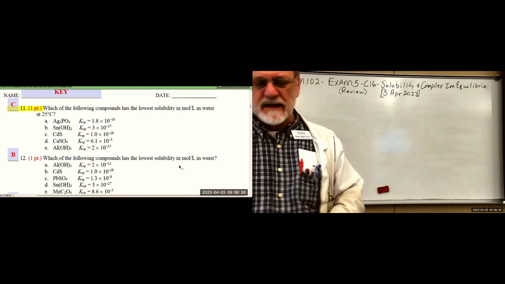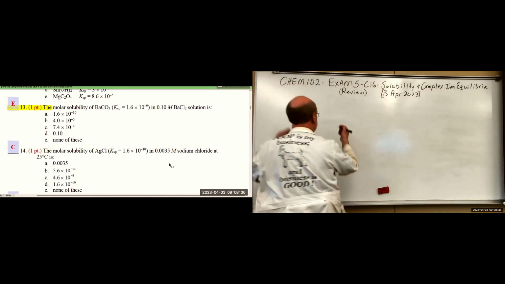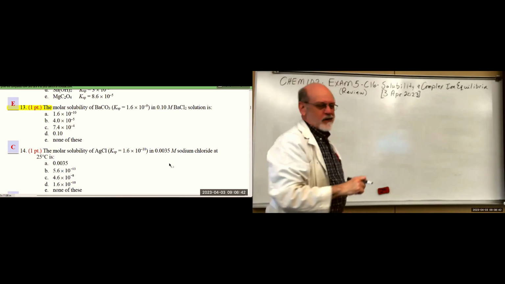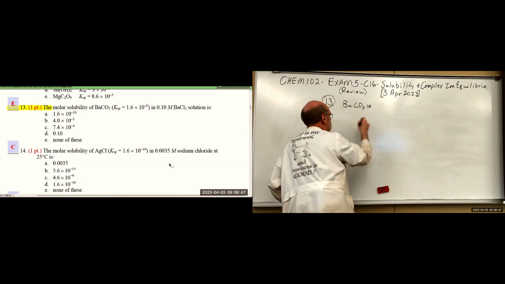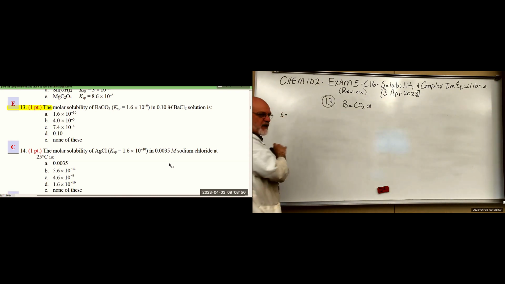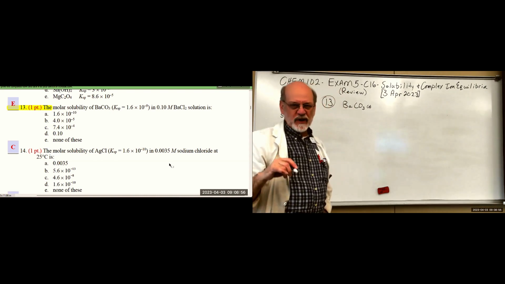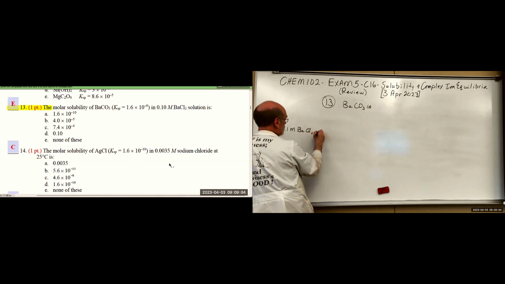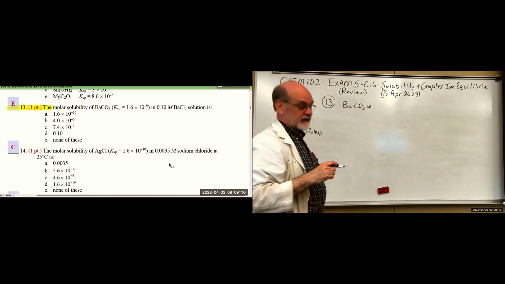All right. That was 11, 13. The molar solubility of barium carbonate in 0.1 molar barium chloride. 0.1 molar barium chloride is the solution. Now, it's not pure water. I think they're looking for the molar solubility there because they gave us the KSP.